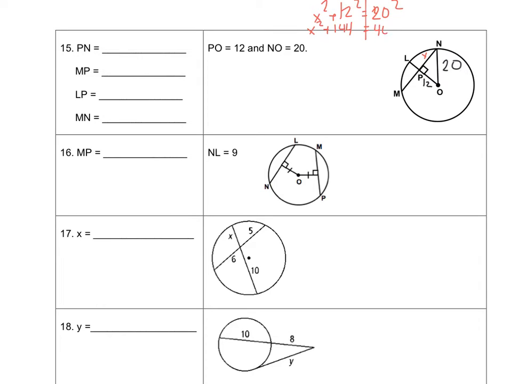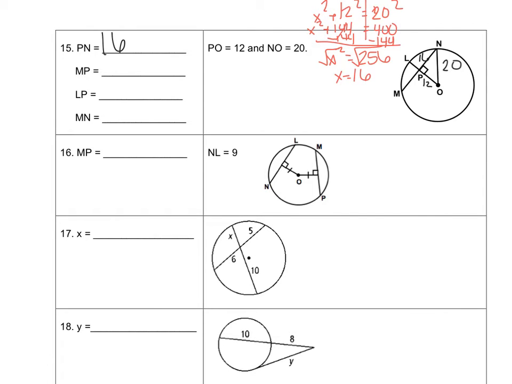equals 400. Okay, when you solve for X, you're going to subtract 144 on both sides first. So you have X squared equals 256. Okay, you want to take the square root of that value. You're solving for X. So if you take the square root of that, you're going to get X equals 16. So you know, I'm going to go back and I'm going to erase that. So you know PN is 16.